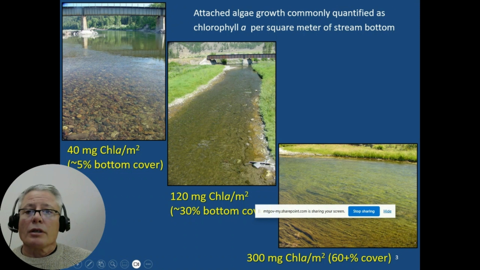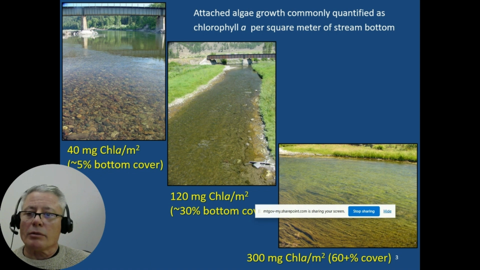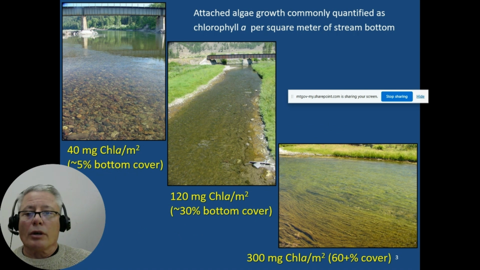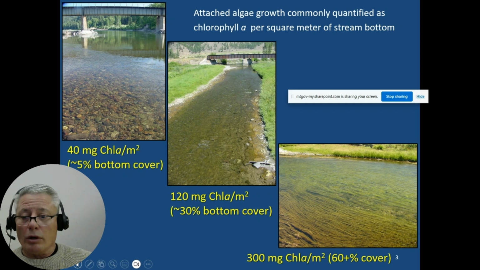Now, this algae can be quantified by different levels of chlorophyll A per square meter of stream bottom. In the upper left-hand corner, you see a photograph of a stream with low algae. That's 40 milligrams chlorophyll A per square meter with approximately 5% bottom cover. In the middle, a more mid-range concentration with 120 milligrams chlorophyll A per square meter or 30% bottom cover. And then in the lower right, we see a high amount of algae growth, 300 milligrams chlorophyll A per square meter with 60% cover or more.